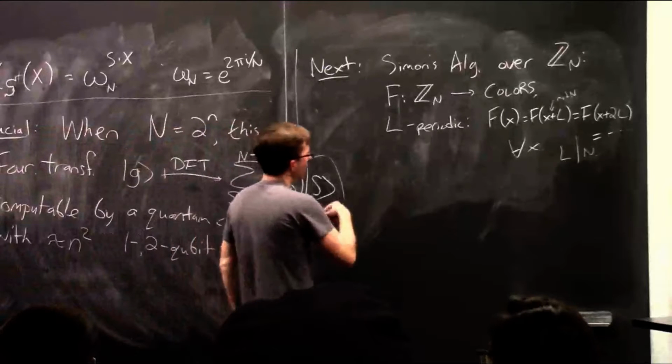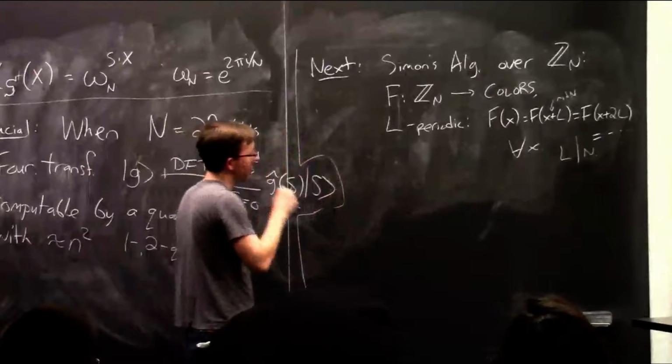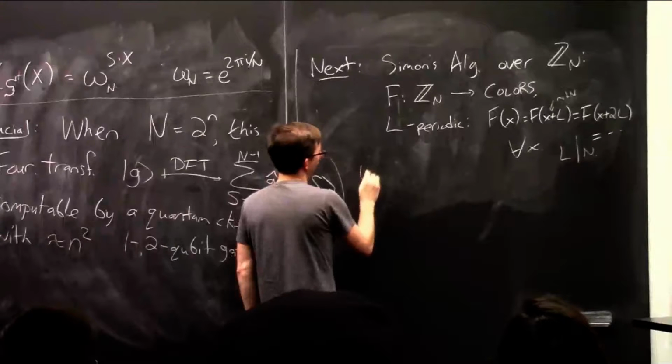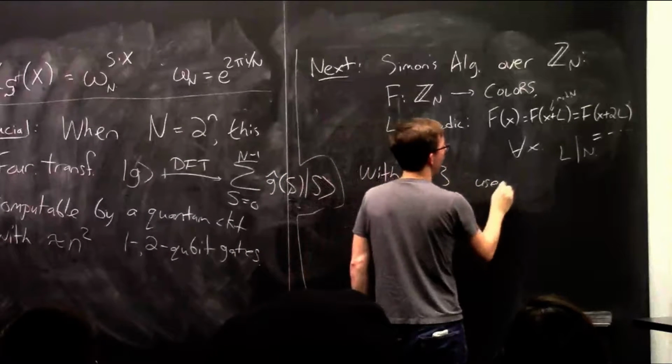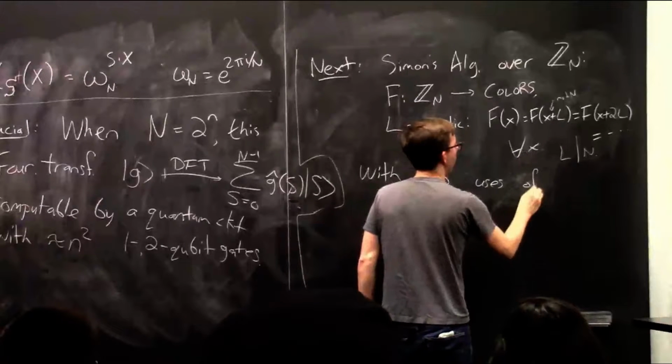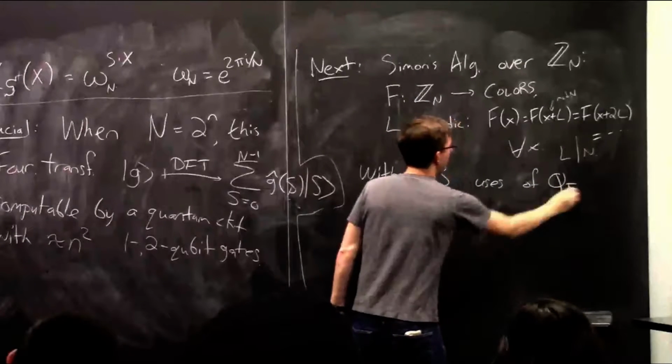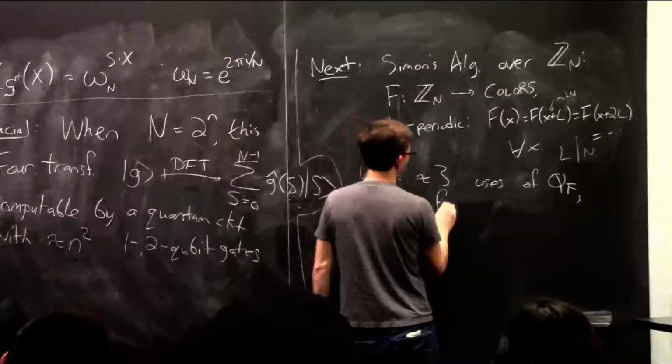And then by almost literally repeating Simon's algorithm, we'll show that with something like 3 uses of a quantum circuit implementing this f, you can find L with high probability.